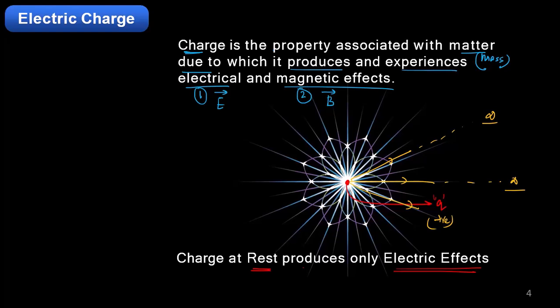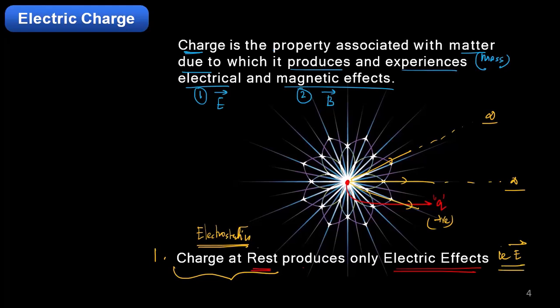So whenever the charge is at rest, the charged particle is not moving, and this part of study is known as electrostatics. Under the electrostatics topic, I should discuss the charge which is at rest. So that is the first topic. Whenever the charge is at rest, it can only produce the electric effect, that means electric field.